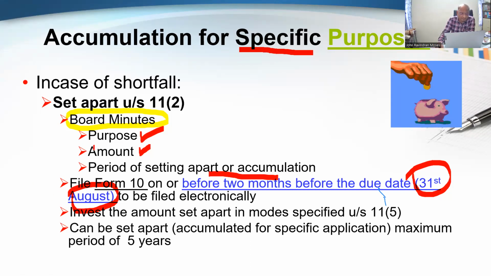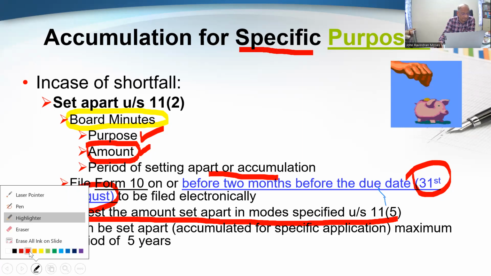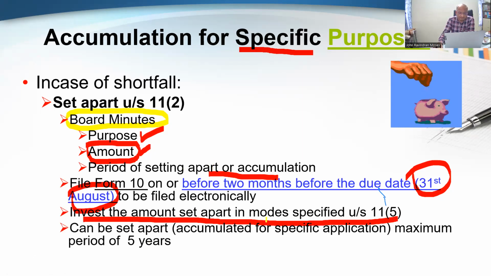The next one is that whatever amount you are earmarking, you are setting apart, you need to invest that in 11.5 modes. What is that 11.5 mode? We'll come to that a little later. You need to invest that in 11.5 mode. And this can be earmarked only for a maximum period of 5 years. It cannot go beyond 5 years. You can say that we will put up the building within 5 years from the end of this financial year. So be careful and cautious of the period up to which you are earmarking.